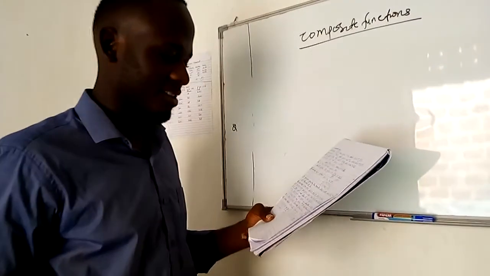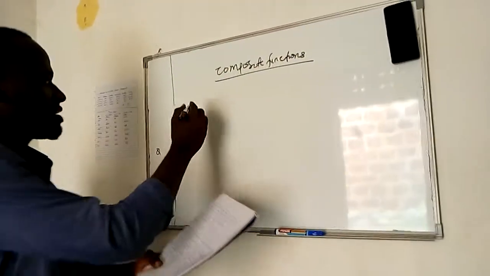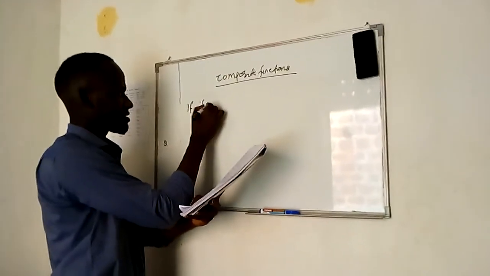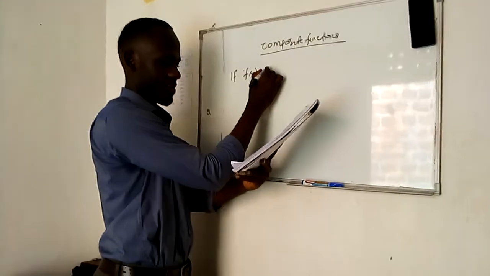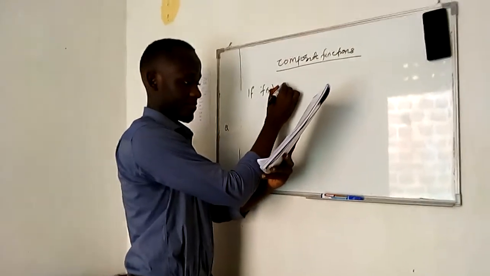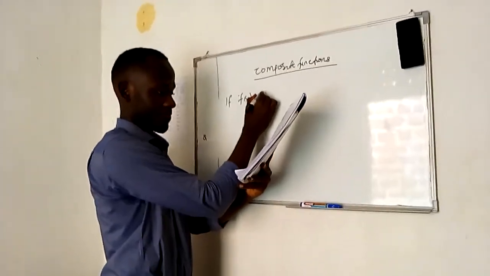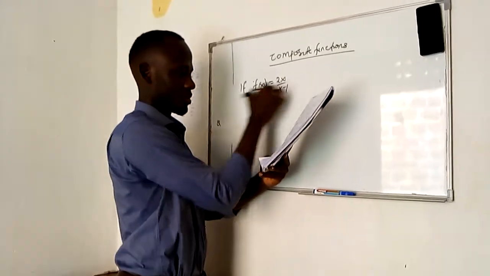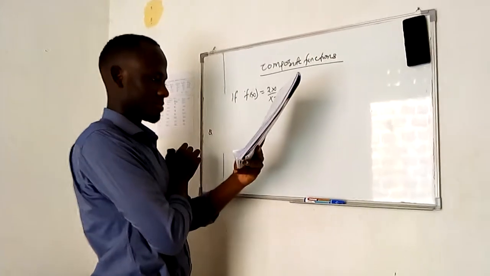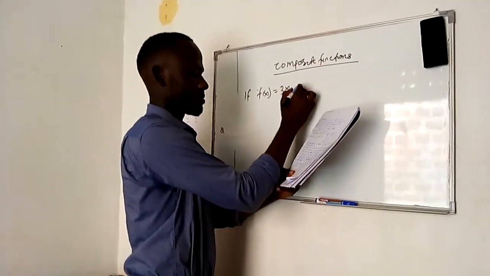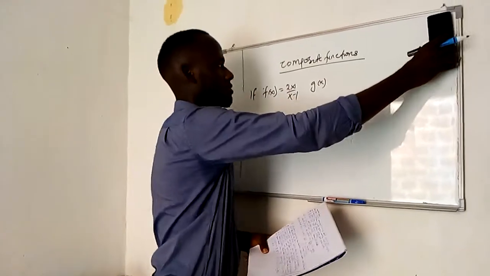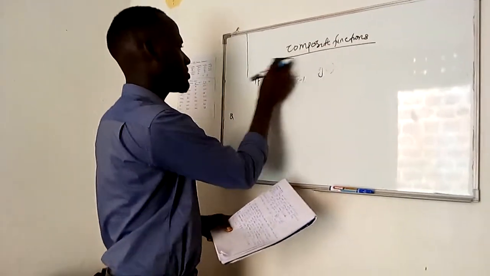So we also have another issue. It is saying if f of x is given by 2x over x minus 1, and g of x, no, that's not the question. We are still on composite.